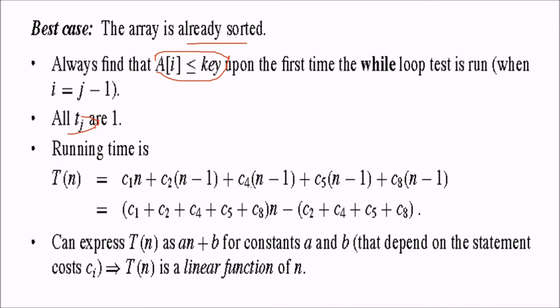So the running time would be: we take all tj to be 1 and we are left with these n minus 1 terms, and we rearrange them and see that it is a constant times n plus another constant. So we can easily express this T(n) in the form an plus b, where a represents this part and b represents this part, which depend on the statement costs ci. So T(n) is actually a linear function of n.